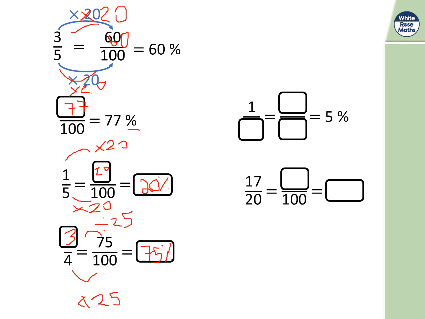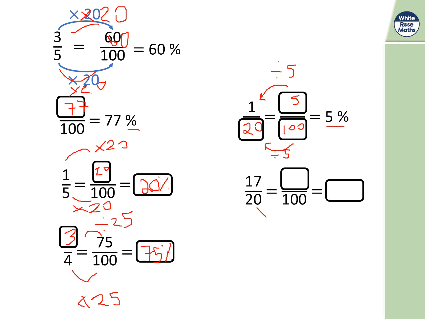Okay, the next one, so this one's a bit more tricky. So if we go backwards to make it easier, 5% is equal to 5 hundredths, and then dividing top and bottom by 5, going this way, following that arrow carefully, so I'm dividing by 5 here, going in this direction. 100 divided by 5 is 20, so you get 1/20.